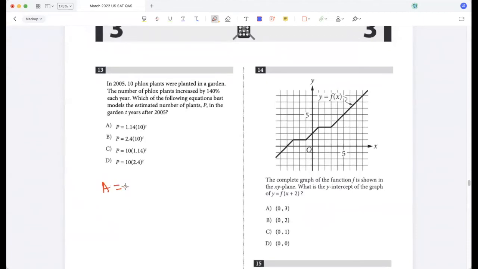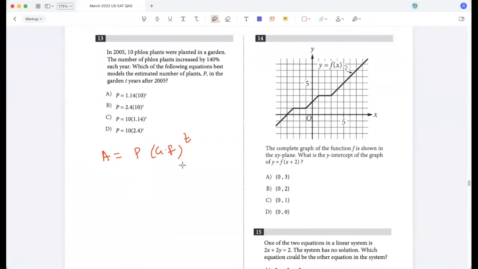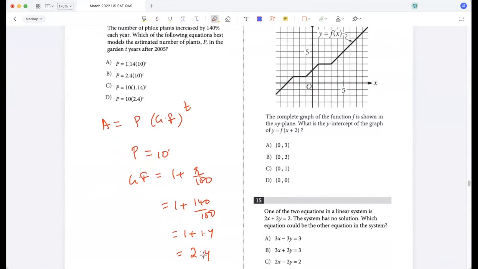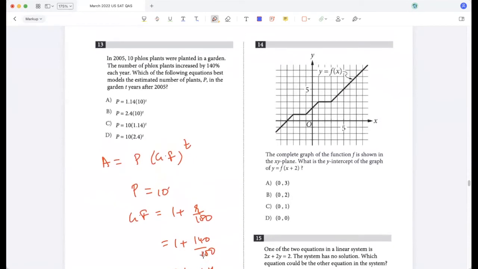So the final value is the initial value multiplied by the growth factor to the power T. The initial value is 10. The growth factor is 1 plus R over 100. So that's 1 plus 140%, so that's 1 plus 1.4, so that's 2.4. So 10 times 2.4 to the power T.